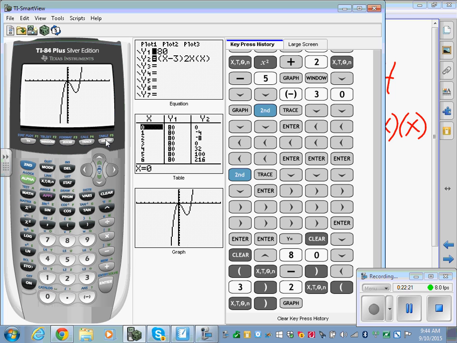Now notice, you're like, I don't see a straight line. Well, yeah, you're right, you guys. My window is only going up to 10. And guess what? The straight line is clear up at 80. So I've got to change my window to at least see up to 80.